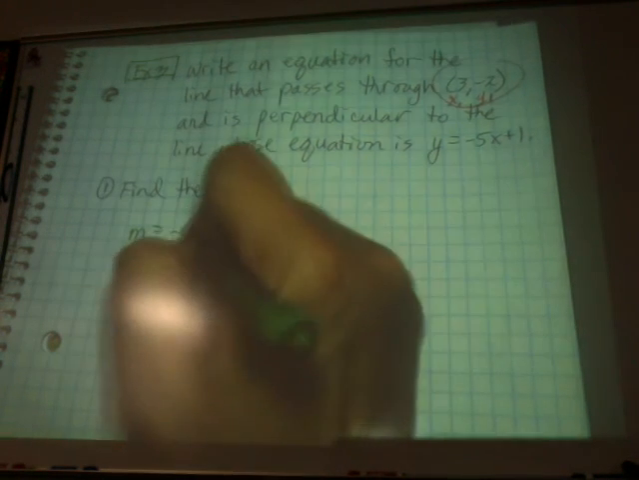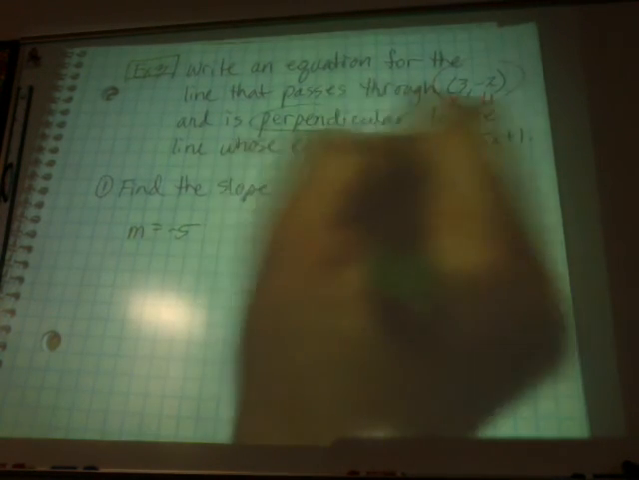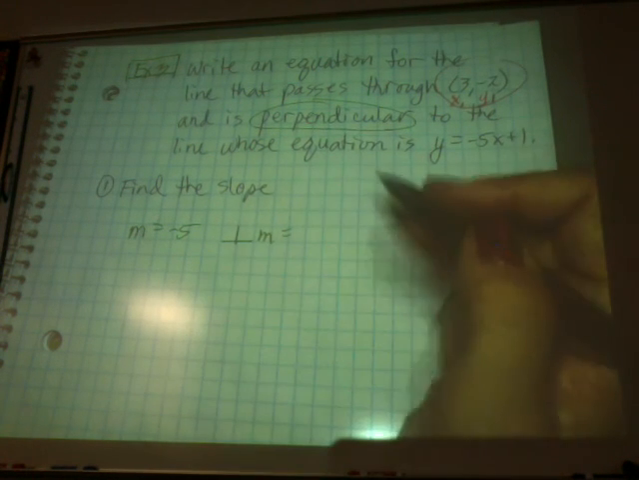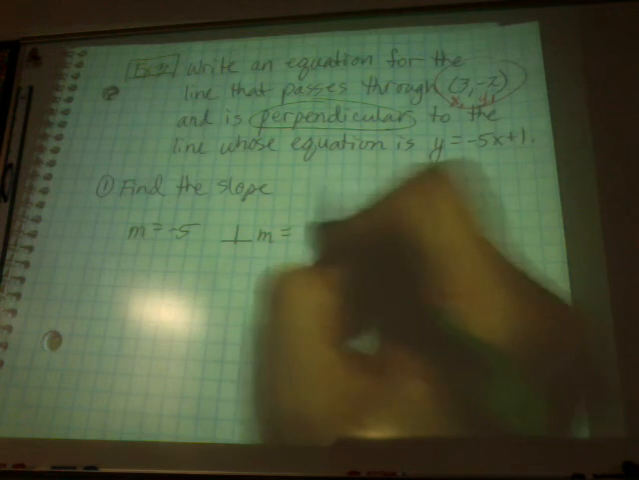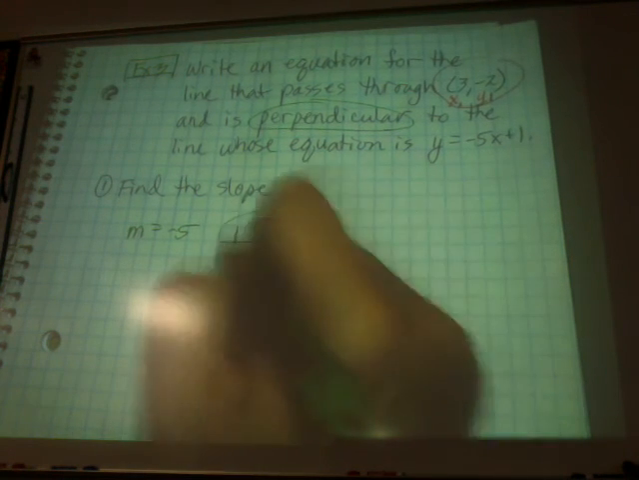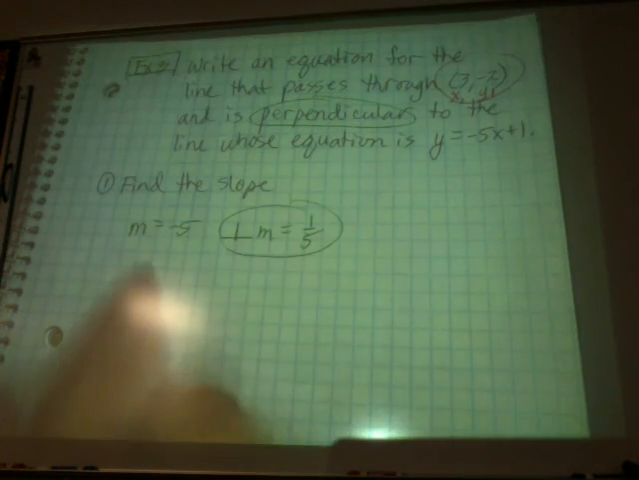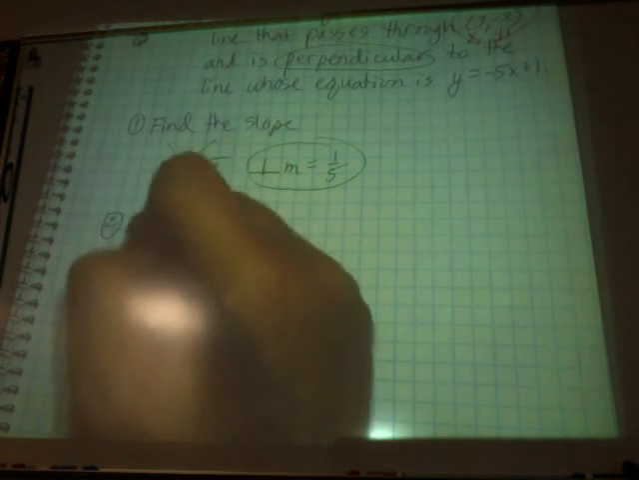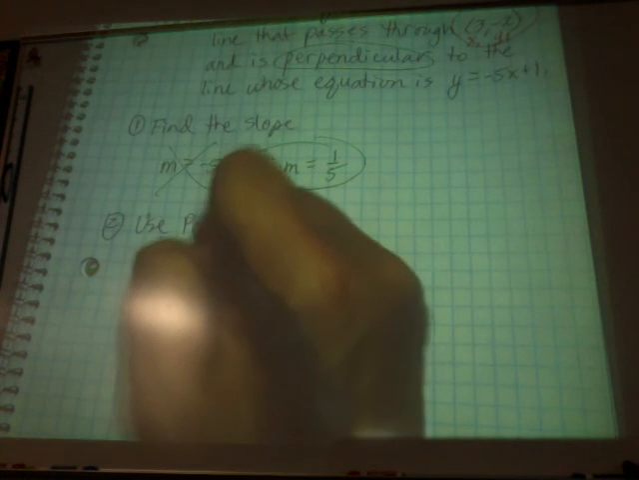Negative 5. But our slope is perpendicular. What's the perpendicular slope to negative 5? Positive 1/5. This is the slope that we're using, not that one. So we don't want that slope. So now we're going to use our point slope. So you go ahead and use your point slope, and I will quietly do it up here.